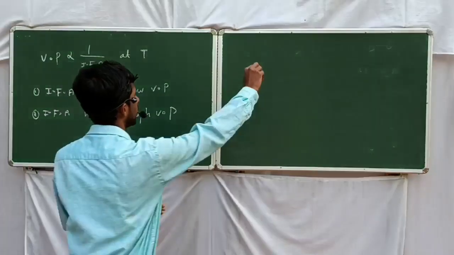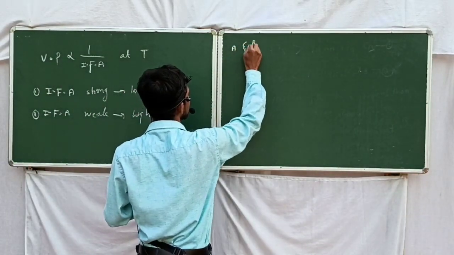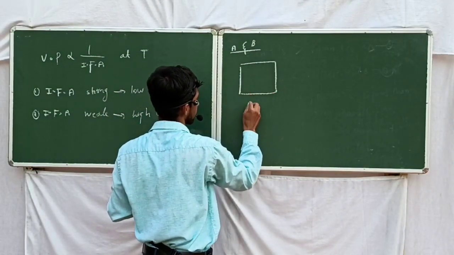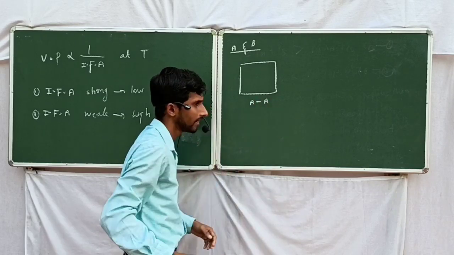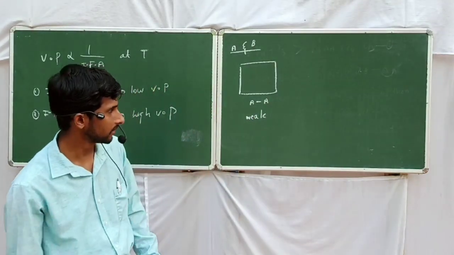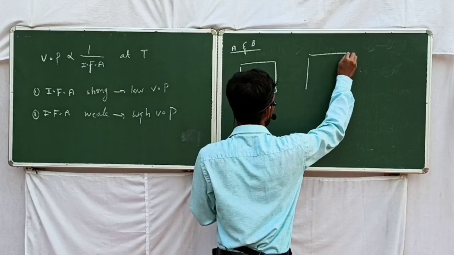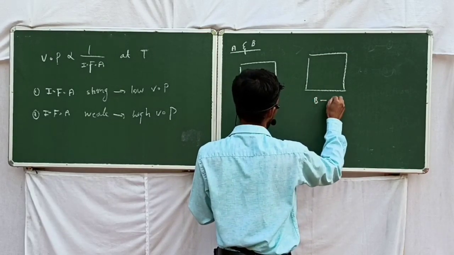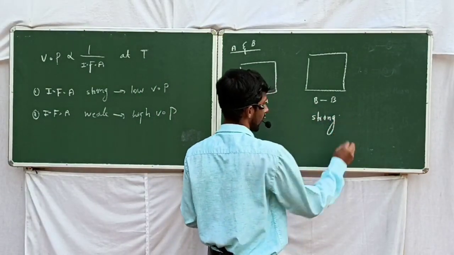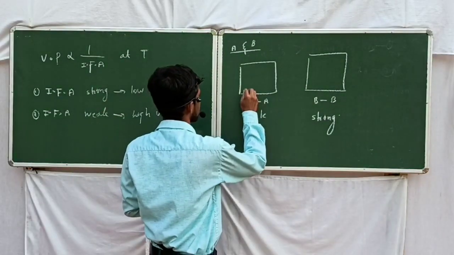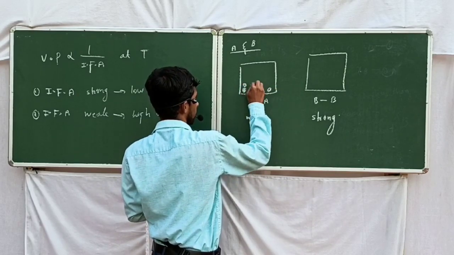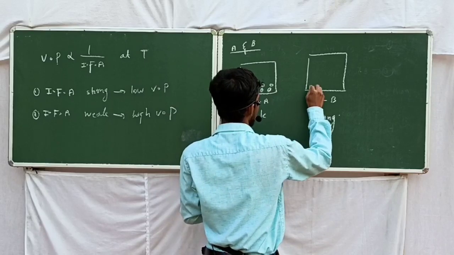So take two liquids, A and B. Assume between A and A we have weak intermolecular forces of attraction, and take one more liquid, B. Between molecules of B we have strong intermolecular forces of attraction. That is one molecule of A, and B.